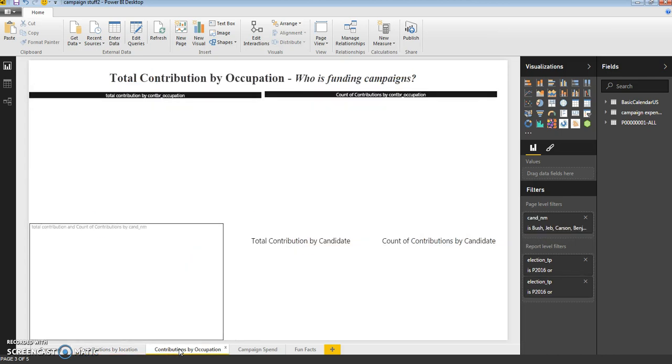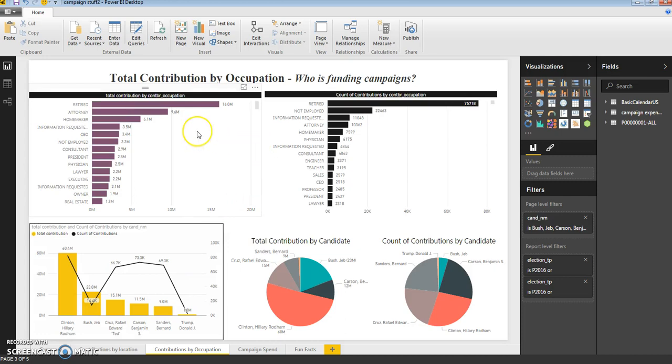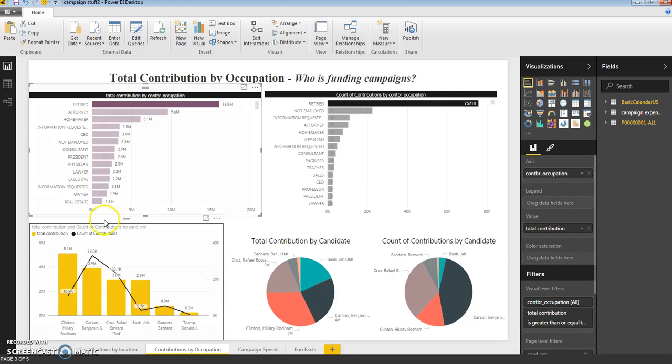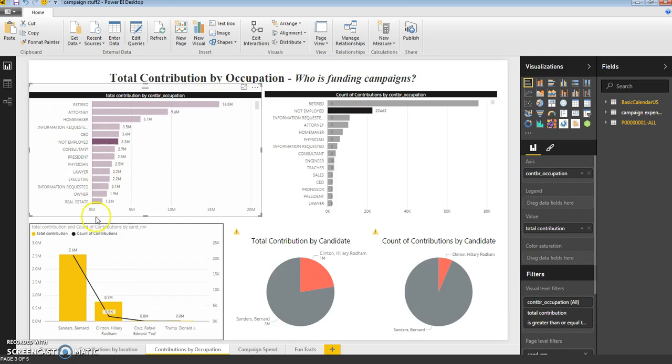So pretty interesting look at that type of relationship. Looking at occupation, let's break it down by category. So for example, let's look at retired. Of the retired persons who've donated, Hillary has received the most funds, but Benjamin Carson has received the most number or count of contributions, which is pretty interesting. Let's look at something like not employed. You can see that Bernard Sanders has received the most amount of contributions from this category and the biggest count. So he is mostly funded by people who are not employed.